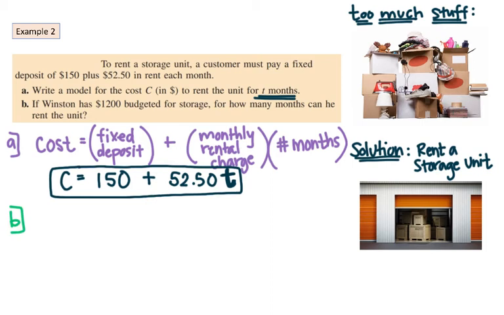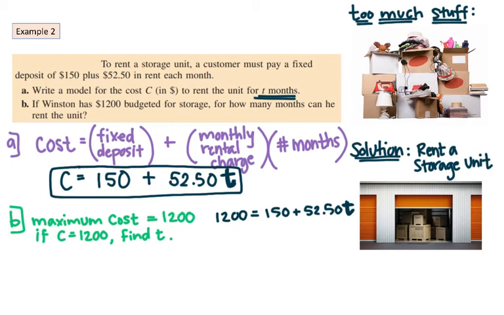Okay, let's look at part B. It says Winston has $1,200 budgeted. Basically what that means is that's the maximum he can pay. Okay, so his maximum cost is $1,200. How many months can he rent the unit? So they're saying if C is $1,200, find T. Find the number of months that he can rent it and still pay no more than $1,200. So we will just replace the $1,200 into our equation.